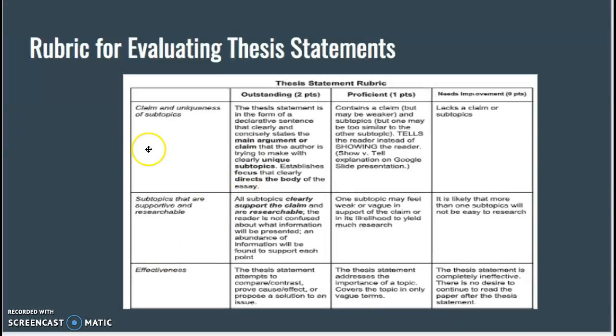So the rubric that you'll see here is what I graded them on. This would be more the exemplary range. They would get a high of 2 points, or if it wasn't met, it would be 0. I looked for their claim and the uniqueness of their subtopics, or the presence of supporting evidence. I wanted to know that their subtopics were supportive to their claim and researchable. And then I wanted to know that there was an effectiveness to their thesis statement, so it made readers want to continue to read.